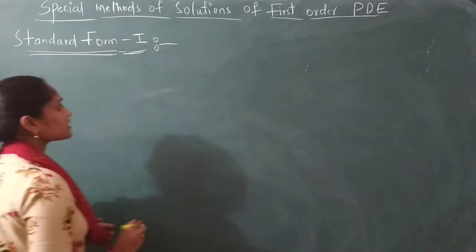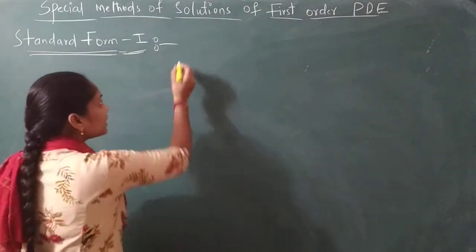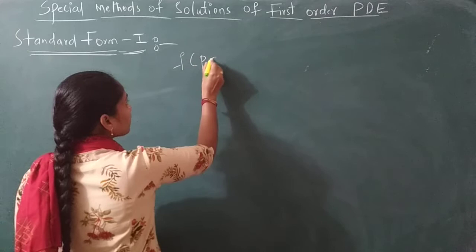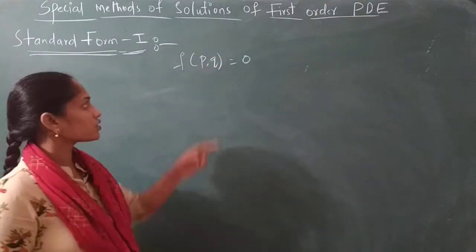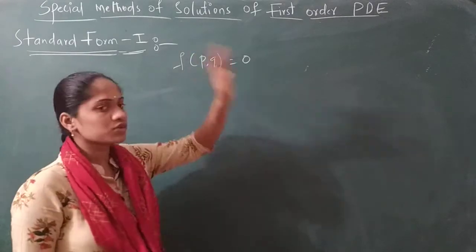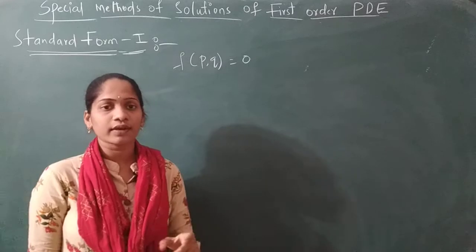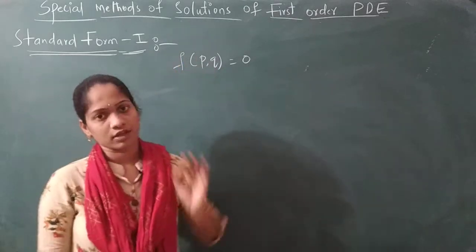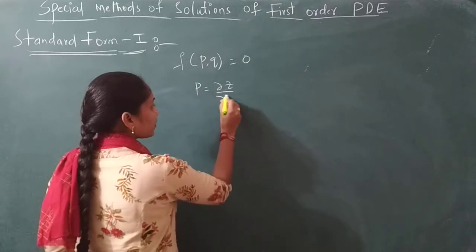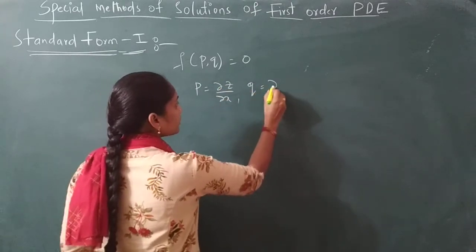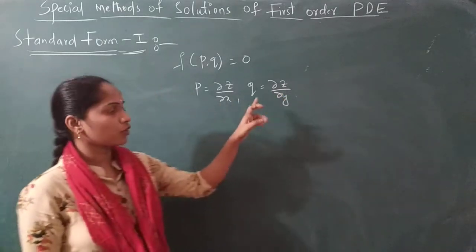So now let us consider first the first order PDE which is in the form f of p comma q equals 0. What kind of PDE are we considering? f of p comma q equal to 0. That means the equation involves only the variables p comma q, and we know that p is dou z by dou x and q is dou z by dou y. The notations p comma q we already know.